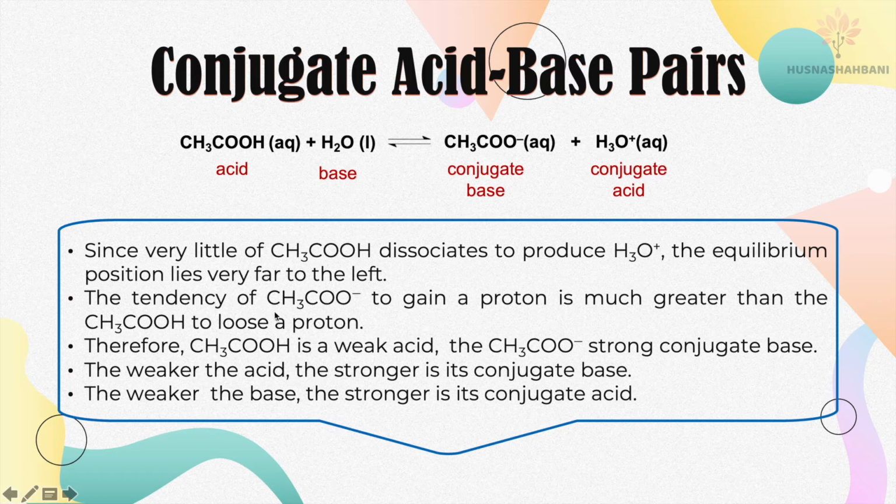So the tendency of CH3COO- to gain a proton is much greater because it prefers to stay in this form. So for conjugate base, the tendency to gain proton is much greater than the ability for acid to lose a proton. Therefore, CH3COOH is a weak acid, CH3COO- is a strong conjugate base. The weaker the acid, the stronger its conjugate base, while the weaker the base, the stronger is its conjugate acid.